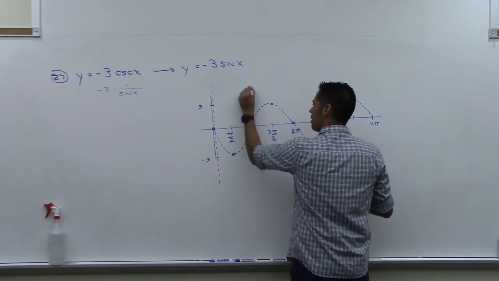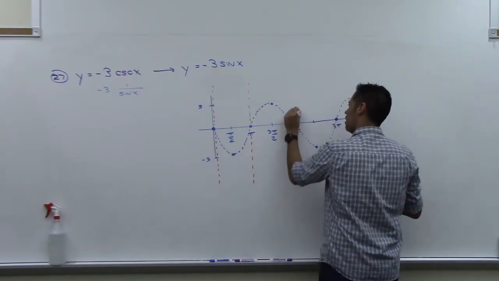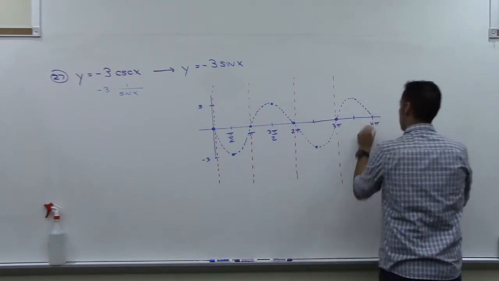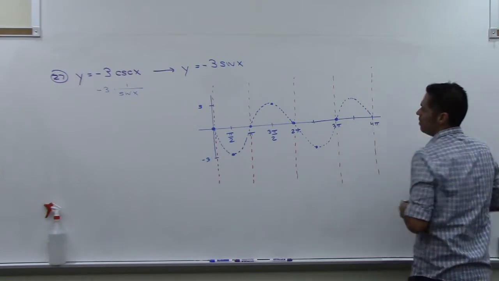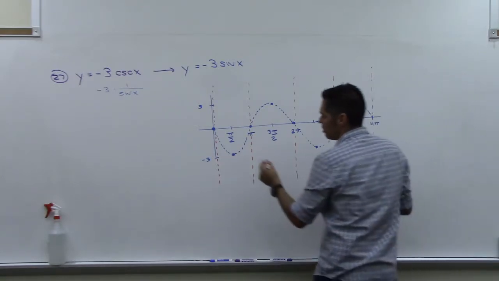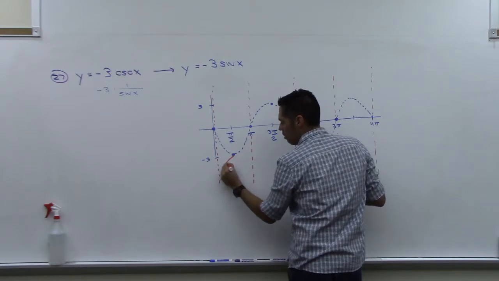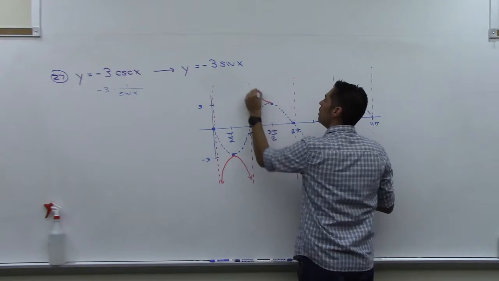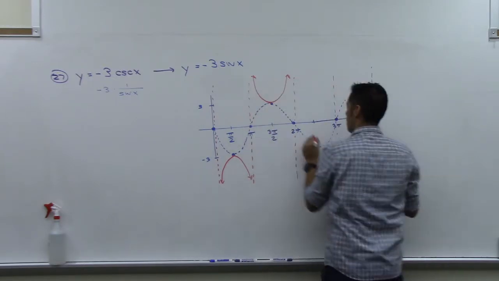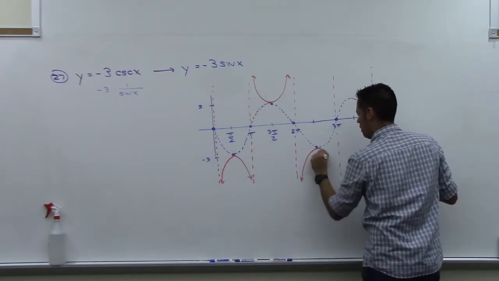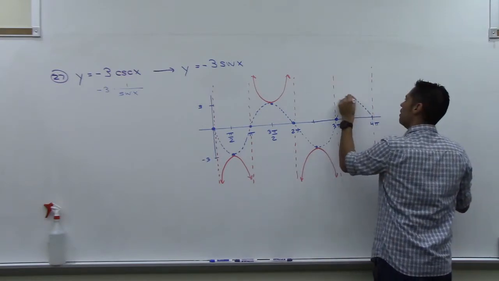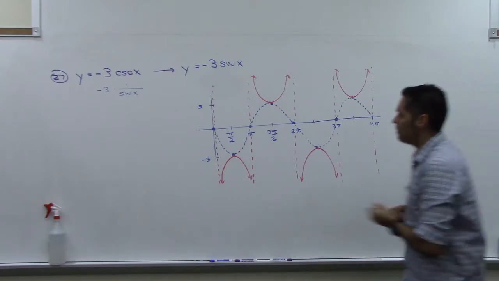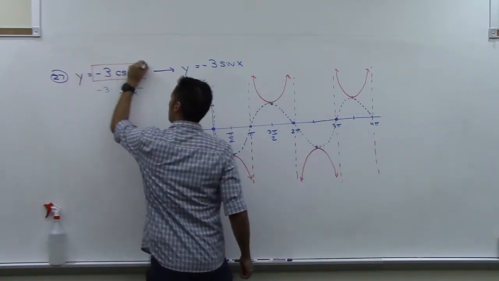There, I have an x-intercept for the sine function. There, I have an x-intercept. There, I have an x-intercept. There, I have an x-intercept. There, I have an x-intercept. And then I just go to the bottom of this valley here and I draw a U, a little parabola looking thing. Top of this hill, a U. Bottom of this one, a U, and then top of this one, a U, like that. All right, so the red graph right here is that.